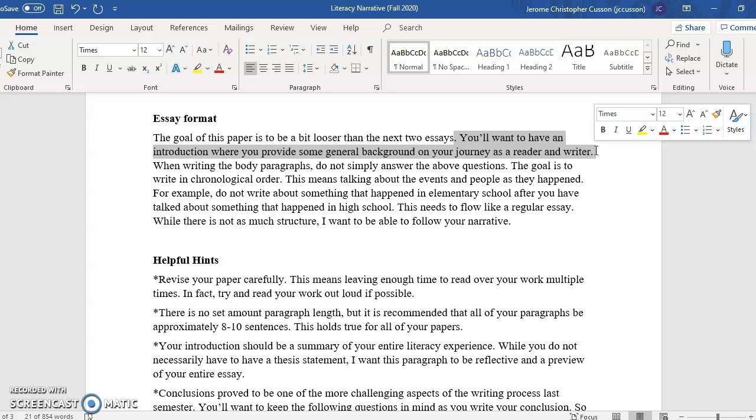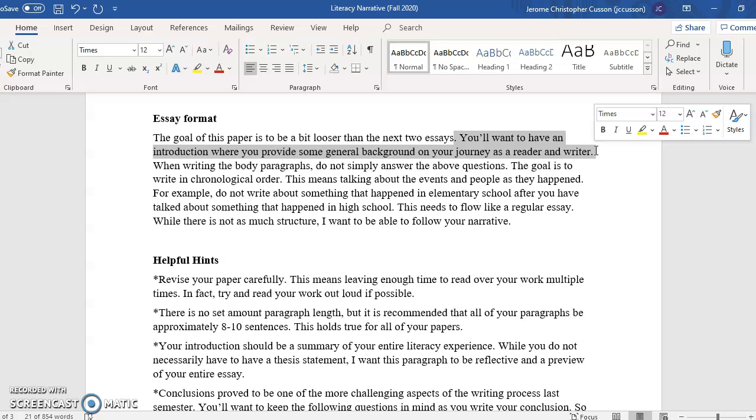You're going to have an introduction where you provide some general background on your journey as a reader and writer. So essentially what you are doing is you are summarizing your entire experience as somebody who is a member of the English community.